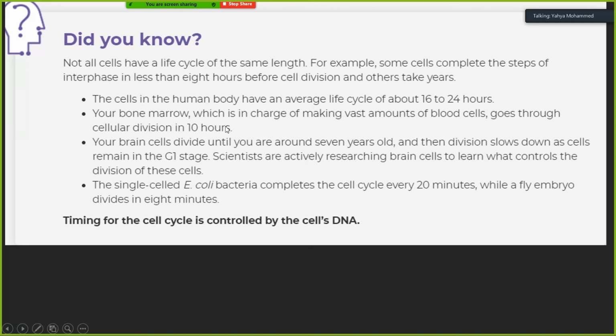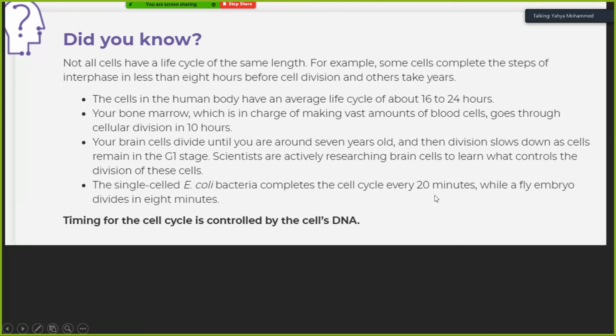The bone marrow goes through cellular division in 10 hours. This whole cycle it goes through in 10 hours, because the bone marrow is always making more blood cells, white blood cells, all these kinds of things. So for blood, the things that make blood, that's very quick. It says here your brain cells divide until you are about 7 years old, and then they slow down. Other cells take a lot longer to divide and make two cells.